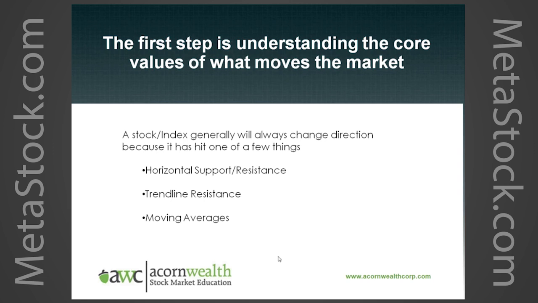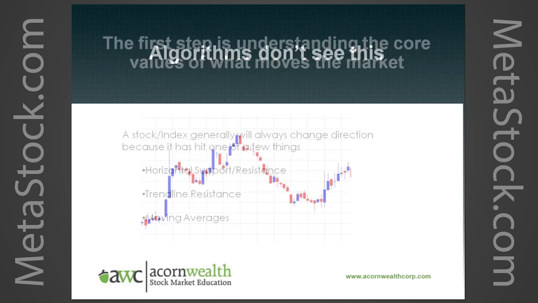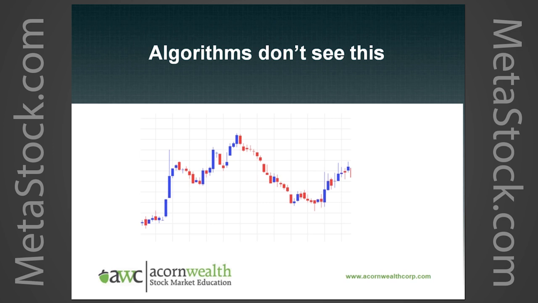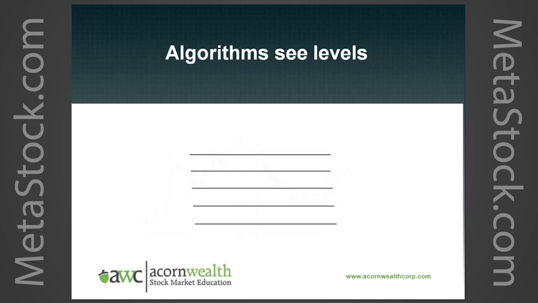The first fundamental, I guess, core argument behind every strategy that we follow is understanding that each stock, or believing that each stock, will never change direction unless it hits one of the few things: horizontal, trend line, or moving average support and resistance. So when we look at a chart, we understand that algorithms don't see this. They simply see levels. And it's how the stock interacts with these levels that we're more interested in.